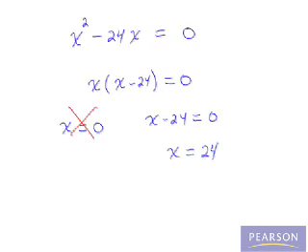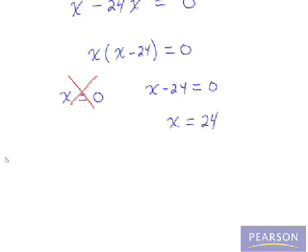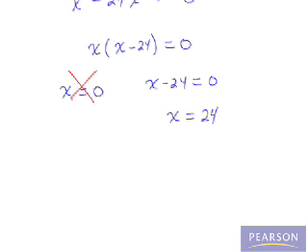Now we must test 24. Substituting 24, 2 times 24 is 48. 48 plus 1 is 49, and the square root of 49 is 7. Again, letting x be 24, 24 plus 1 is 25. The square root of 25 is 5, and 7 minus 5 does equal 2. So x equals 24 is our only solution.